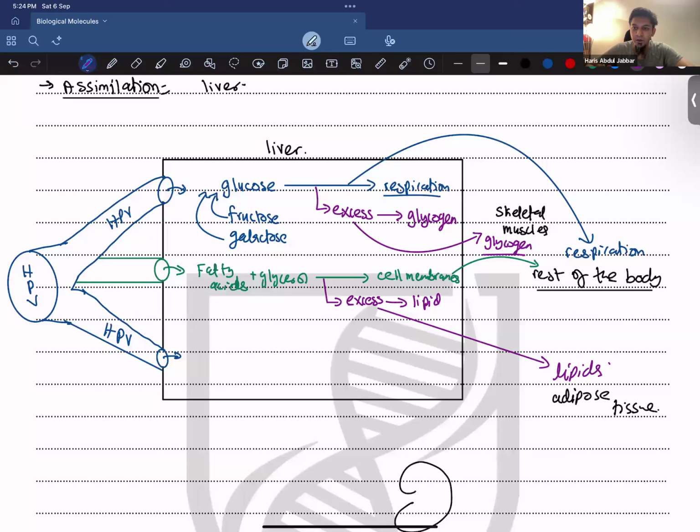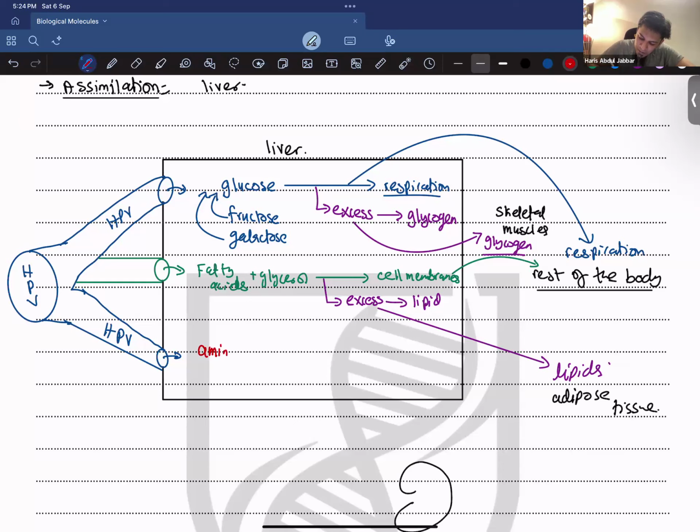Okay. All right. They're stored in the adipose tissues. Yes, मेरा बेटा. ठीक है? अच्छा जी.